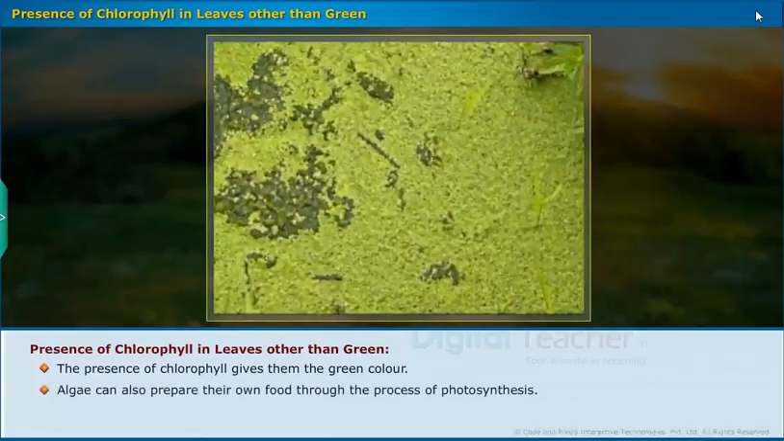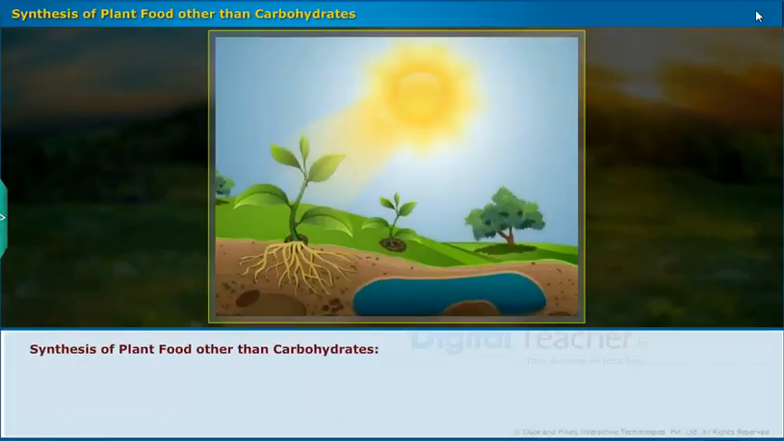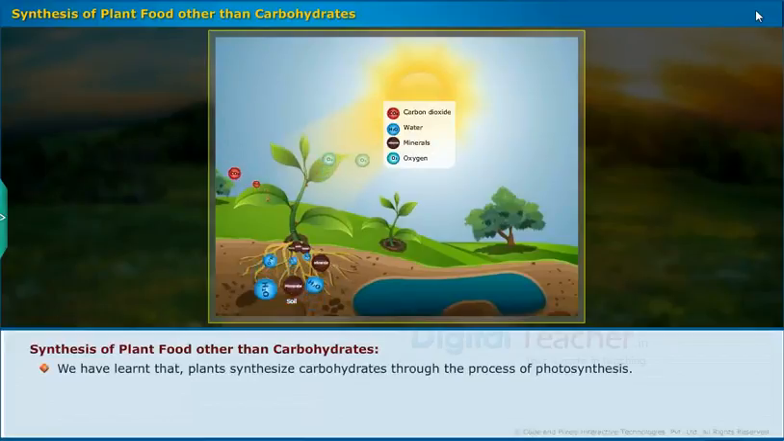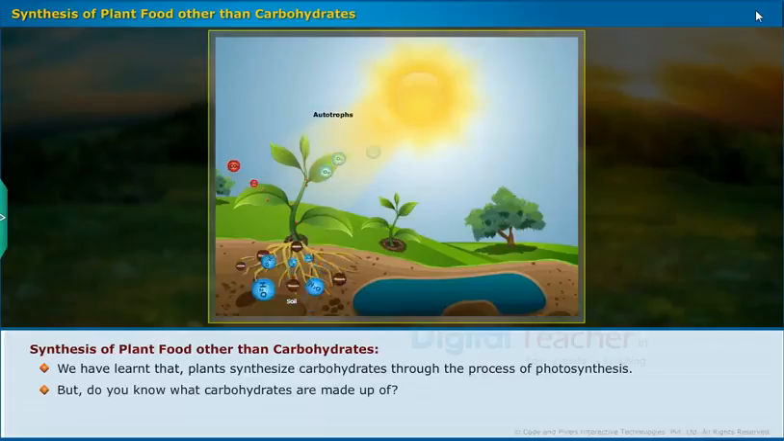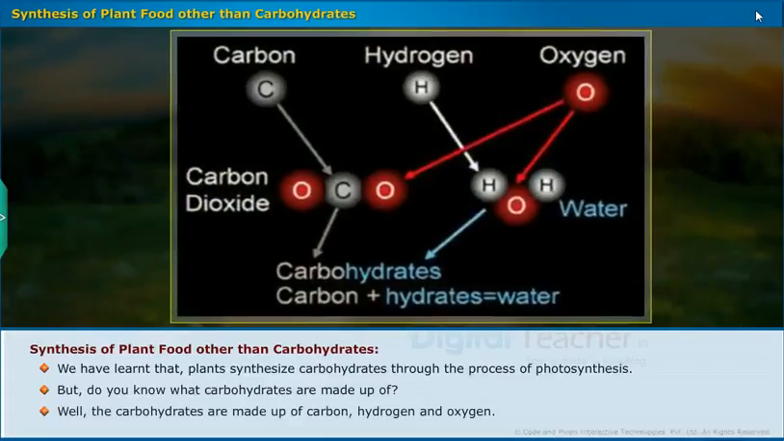Algae can also prepare their own food through the process of photosynthesis. Let us study about the synthesis of plant food other than carbohydrates. We have learned that plants synthesize carbohydrates through the process of photosynthesis. But do you know what carbohydrates are made up of? Well, the carbohydrates are made up of carbon, hydrogen, and oxygen.